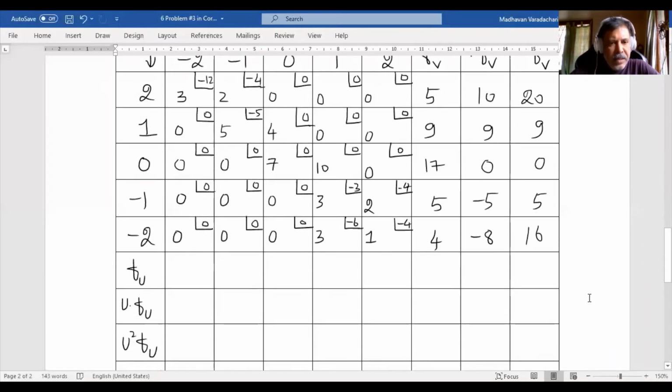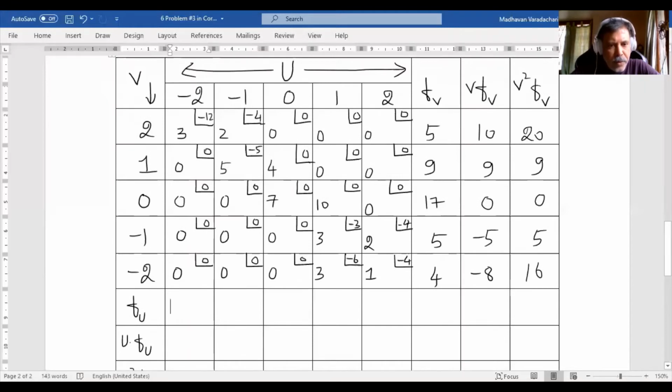Okay. Similarly, let us do for FU, means here. I have to add these frequencies, 3 plus 0 plus 0 plus 0 plus 0. So that will be 3. Then here, 2 plus 5, 7. 7 plus zeros. So it is 7 only. Here 0 plus 4 plus 7 plus 0 plus 0. It is 11. Here it is 0 plus 0, 10 plus 3 plus 3. 16. This is 3.